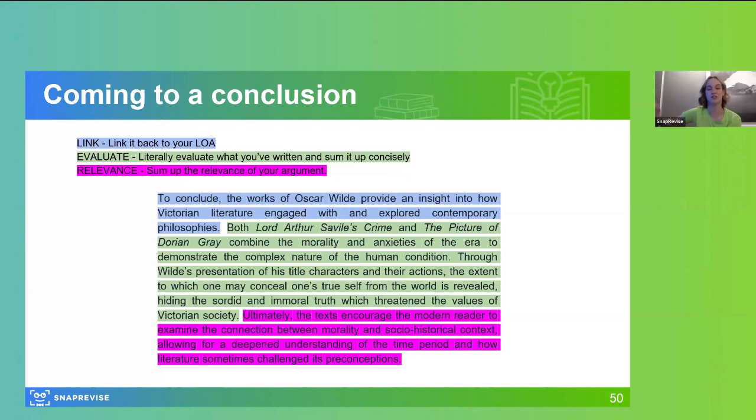So yeah, I think when I wrote this essay, when it was annotated, I think it was literally just like, excellent conclusion. So as you can see, it's a really easy formula to follow again. You link it back to your line of argument, you evaluate, and then you sum up your relevance. And that is that basically for your introduction, your main paragraphs, and your conclusion.